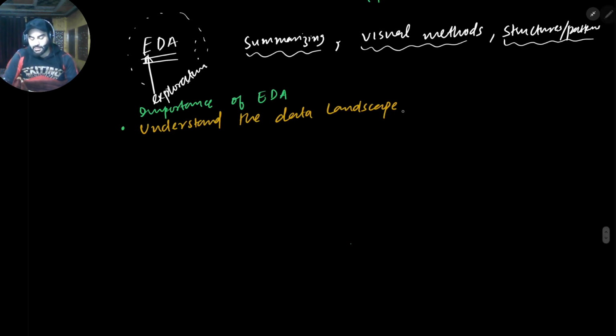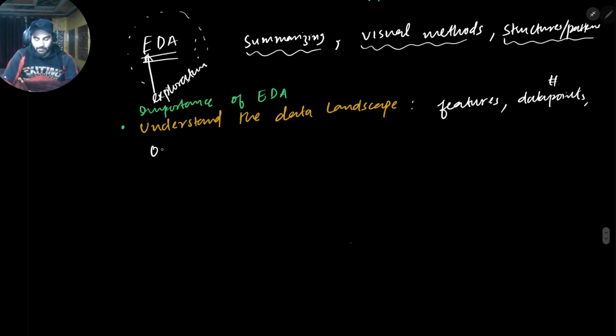So what are the things that you will learn about the data? You learn what the features in the data are. Okay, how many data points do we have? So the number of data points we have, and then you will see if there are some outliers, are there some missing values.